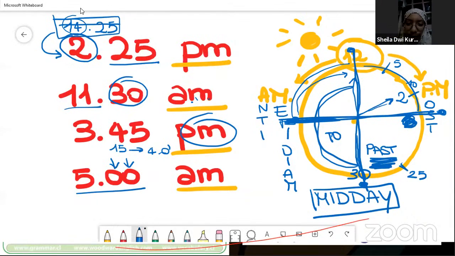Okay, thank you for your explanation. Pardon me, I want to make sure. So before 12 we say AM, and after 12 we say PM. Yes, exactly. And for example, now we say it's 7 PM because it's evening.